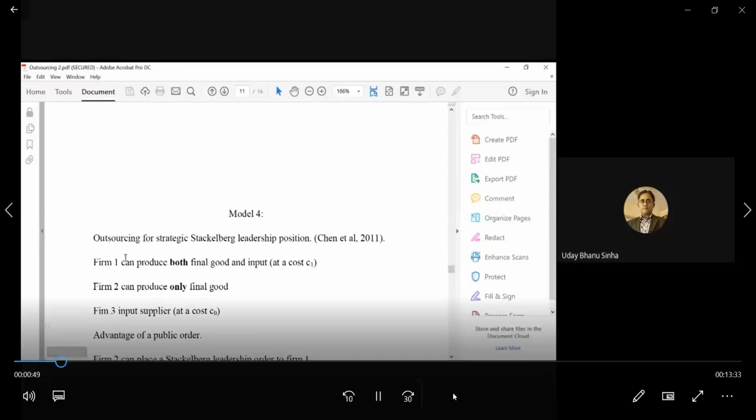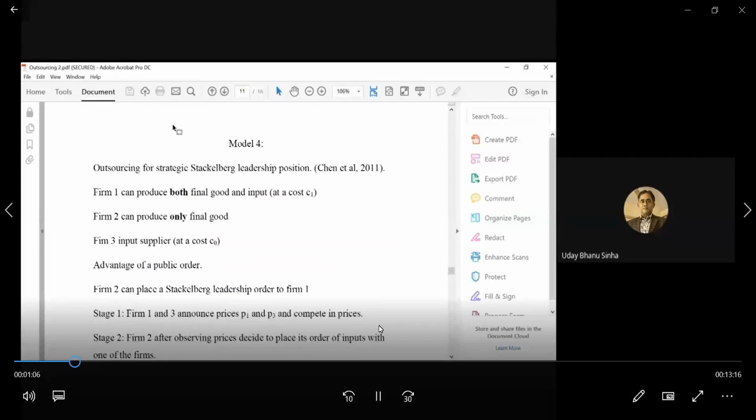Farm 3 does not participate in the final good sector. So downstream activity for Farm 3 is 0. It can't produce the final good, but it is an input seller and it produces the input at a cost C0. Now, depending on the values of C1 and C0, there will be different parameter configurations, which one is greater, which one is lower, and then accordingly the characterization will occur.